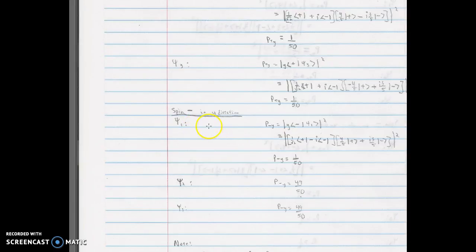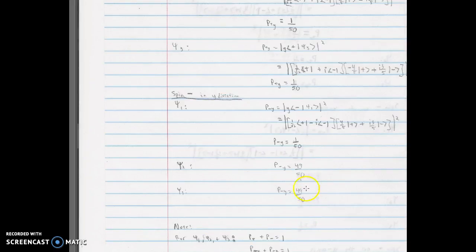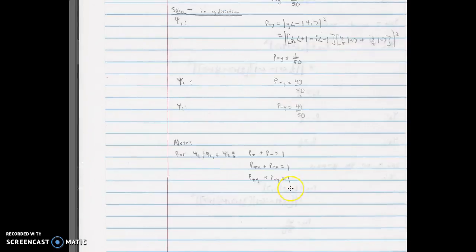And then again, for the negative direction, it's the same thing, except you plug in the negative y-axis direction. We get a probability of 1 over 50 for phi 1, a probability of 49 over 50 for phi 2, and a probability of 49 over 50 for phi 3.